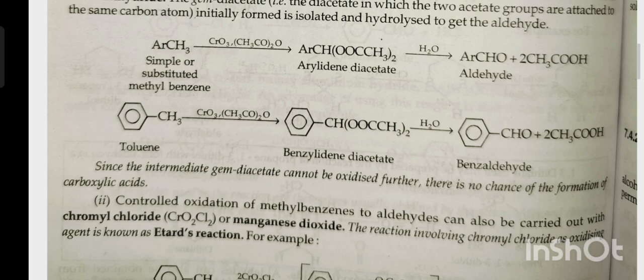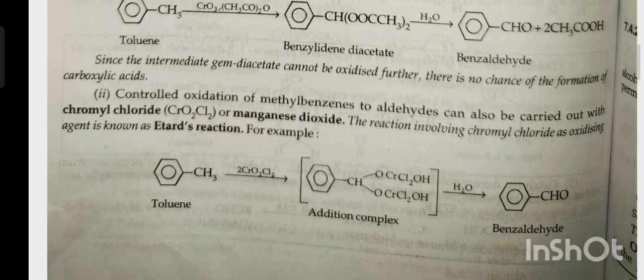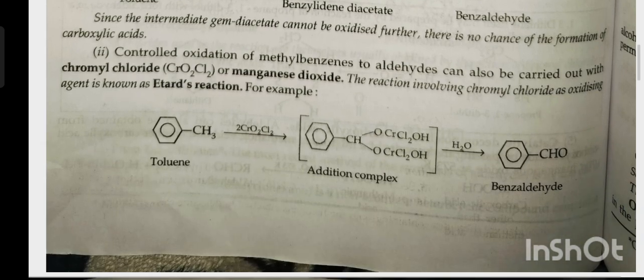Second, controlled oxidation of methyl benzene to aldehyde can also be carried out with chromyl chloride or manganese dioxide. The reaction involves chromyl chloride as oxidizing agent and is known as the Etard reaction. For example, toluene in the presence of chromyl chloride gives an addition complex and then hydrolysis gives benzaldehyde.